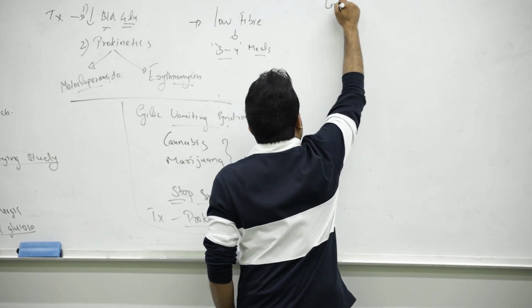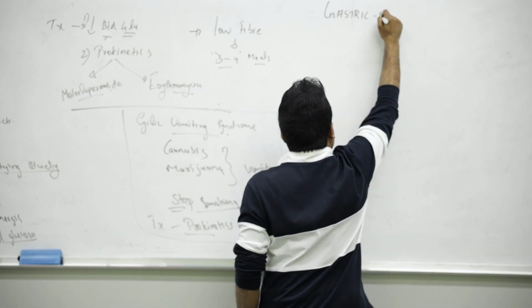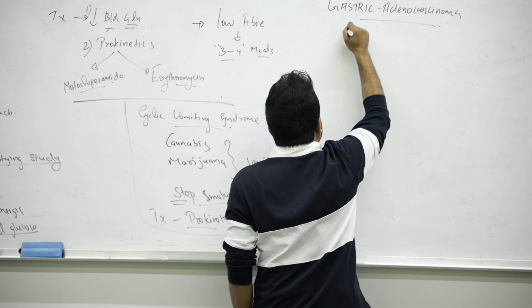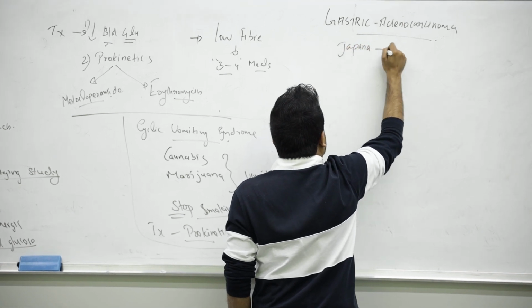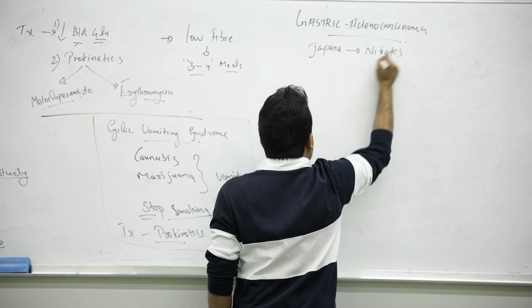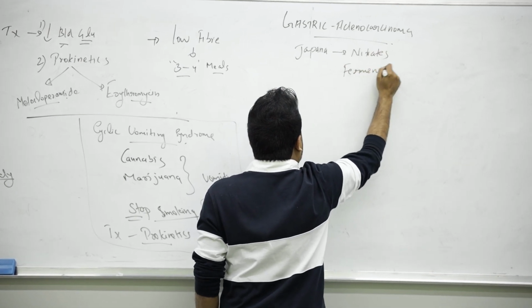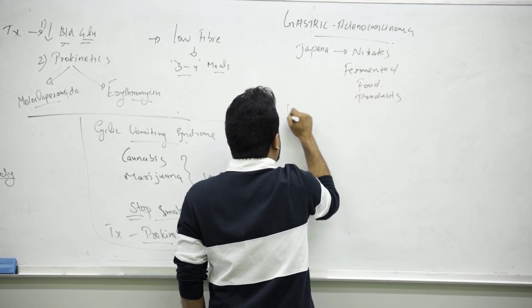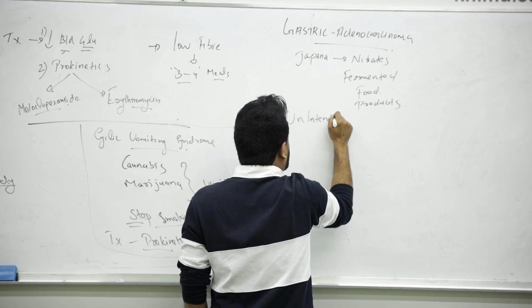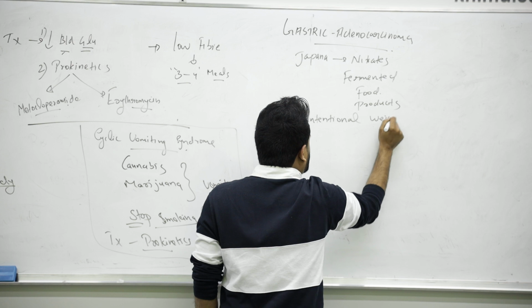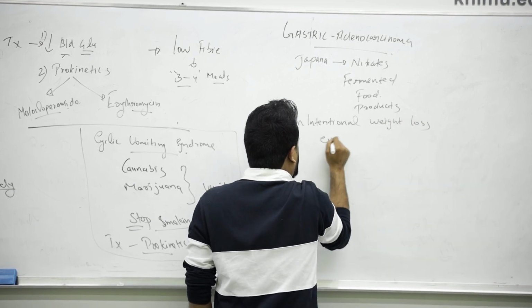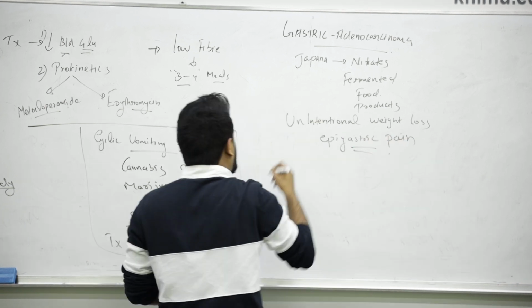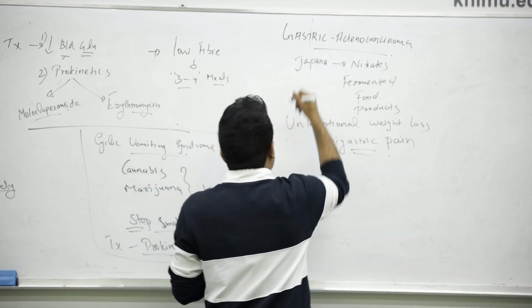Next one, very important, gastric adenocarcinoma. From the word only, cancer of the stomach. It is mainly seen in Japan. People using what? Nitrate foods or fermented food products. The patient will have unintentional weight loss, epigastric pain, right? Pain in the stomach, and they will have a history of some food like this.